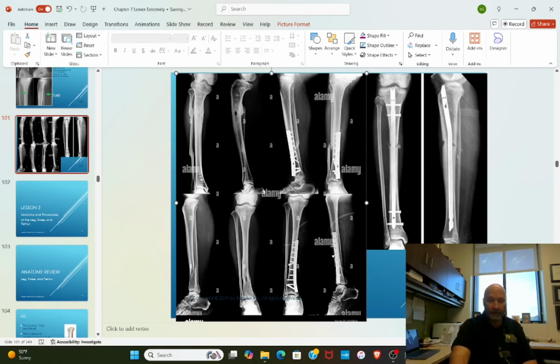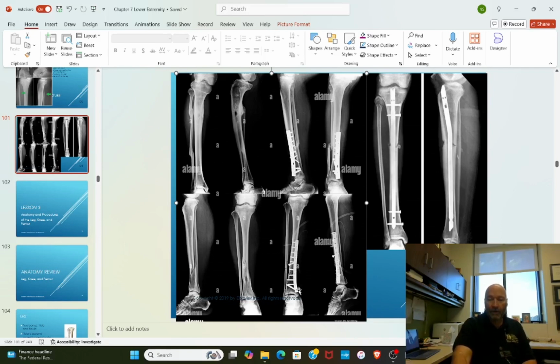So in this particular x-ray, what you see is repaired fibular fractures. So you've got a callus here, you've got a callus here. But in this particular x-ray, what you're seeing is plates, or a plate with some screws going across it.